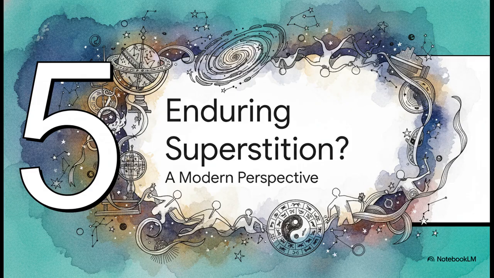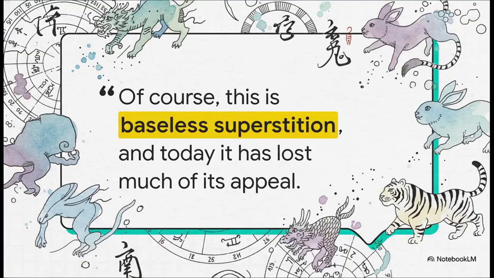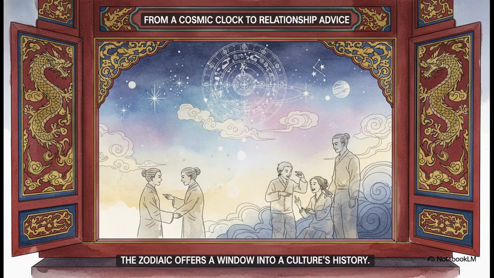Is it just an enduring superstition? Well, it's interesting because even the material we're looking at today offers a pretty modern take. It says, of course, this is baseless superstition, and in today's market, it has lost much of its appeal. So there's a clear acknowledgement that a lot of people just don't buy into it anymore. But here's the thing, whether you think it's the absolute truth or just fascinating folklore, you can't deny how incredible this whole system is. It's a window into how an entire culture tried to find order in the cosmos, and maybe more importantly, how they tried to find meaning in their relationships with each other. It's not just a story, it's a living piece of history.